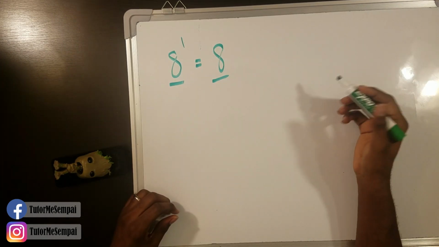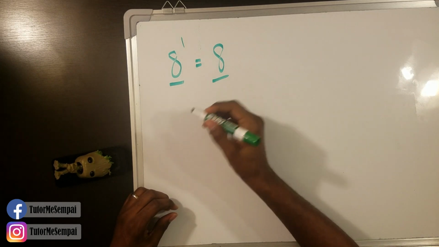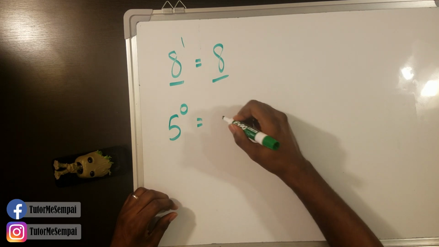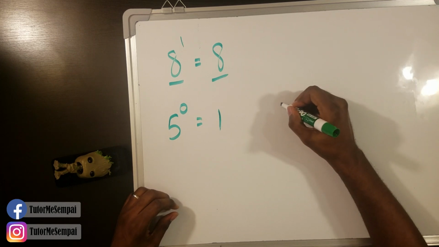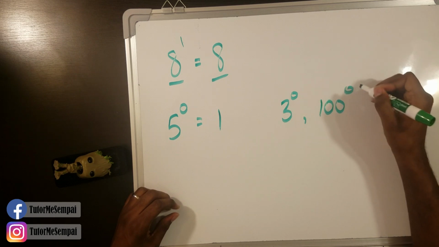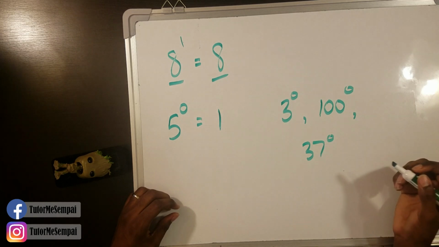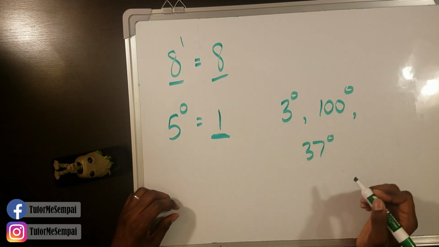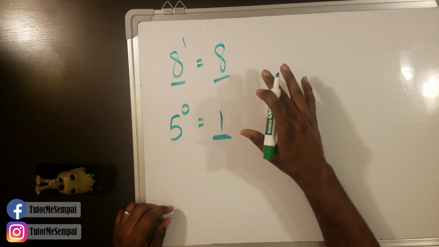The second tip that would be really good for you to memorize would be any base, let's say 5 to the 0 power, is going to be 1. No matter the base, it doesn't matter if it's 3 to the 0 or 100 to the 0 or 37 to the 0. Anything to the 0 power is going to be 1. So if you can remember this tip right here, that will save you a lot of time in the future and some headaches.